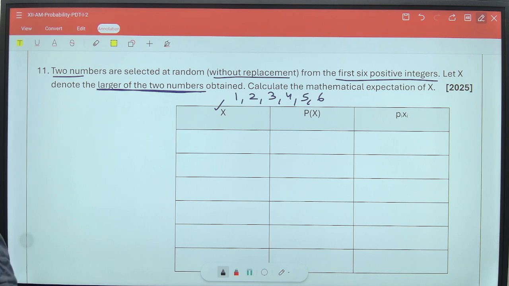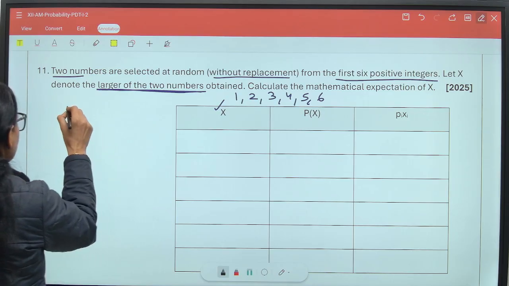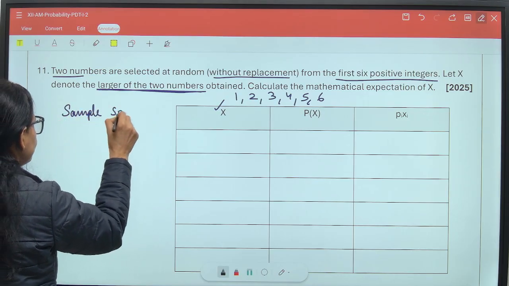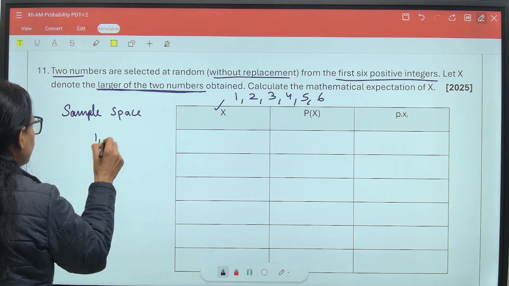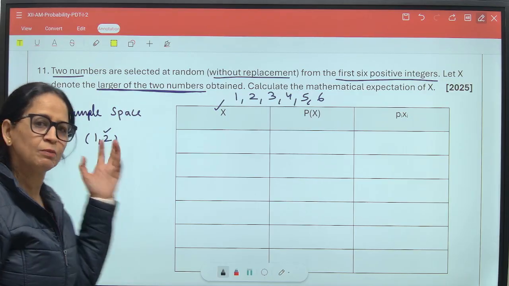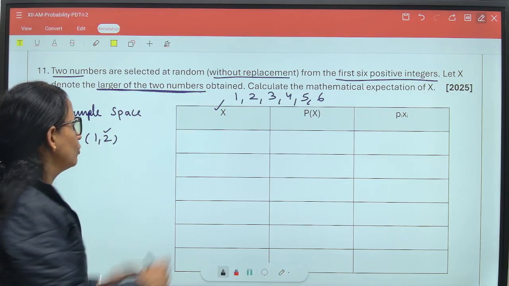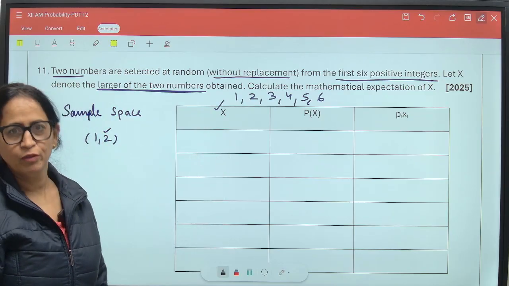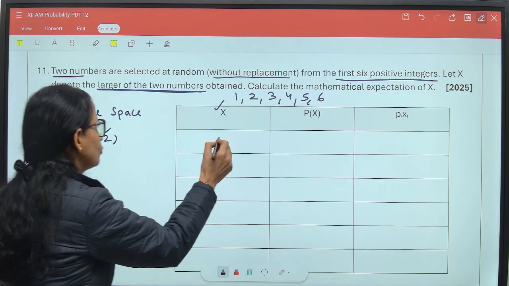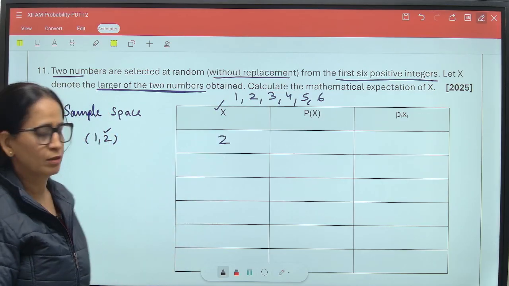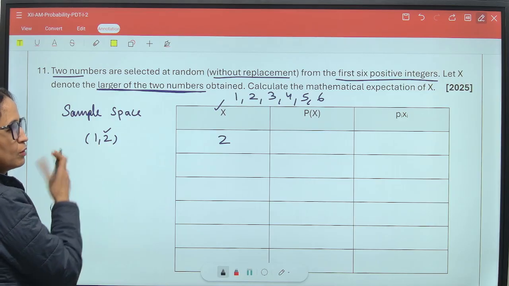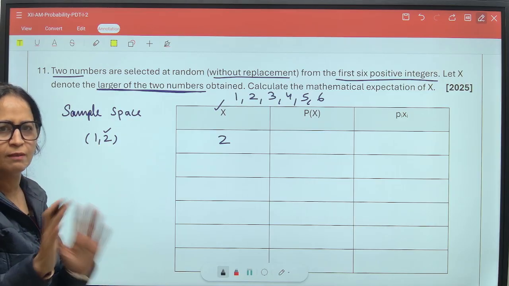Let's look at the sample space. If you have a combination of 1, 2, which is the larger of the two? 2 is larger. 1 can never be the larger, because 1 is the smallest. So you can never have a value of 1 for the random variable. Out of this combination, 2 is larger, so 2 is the only possibility here. For 2 being larger, do we have any other option for the first number? No. 1 is the only number less than 2.